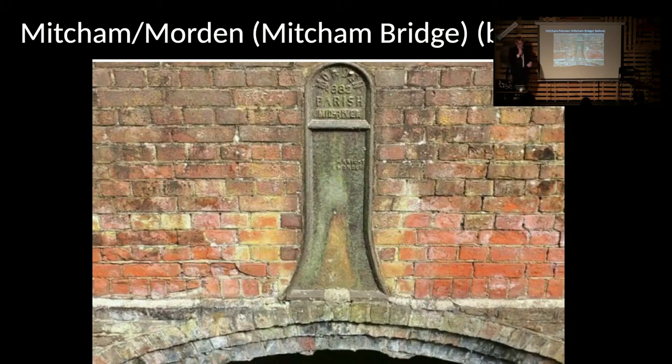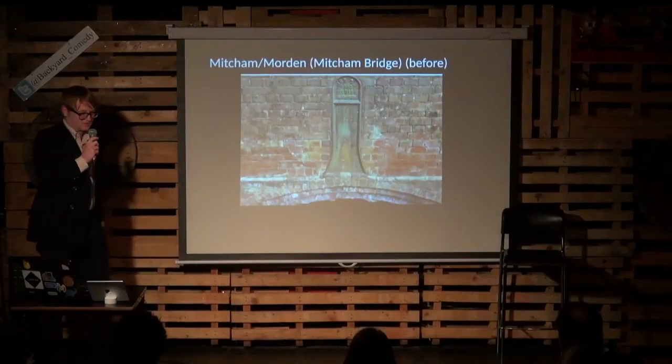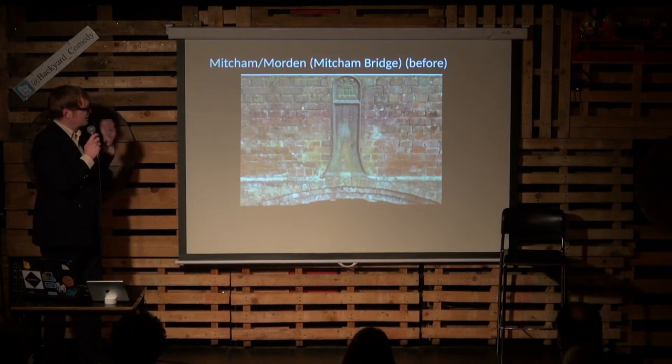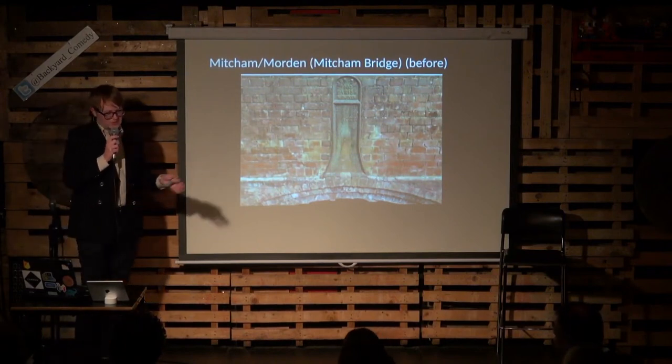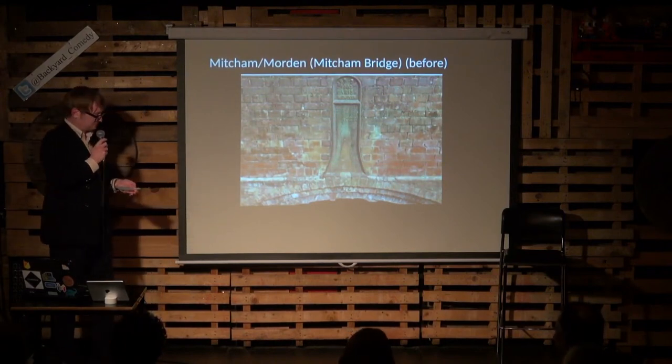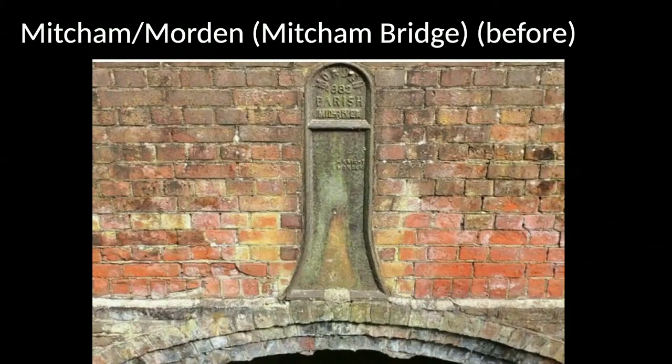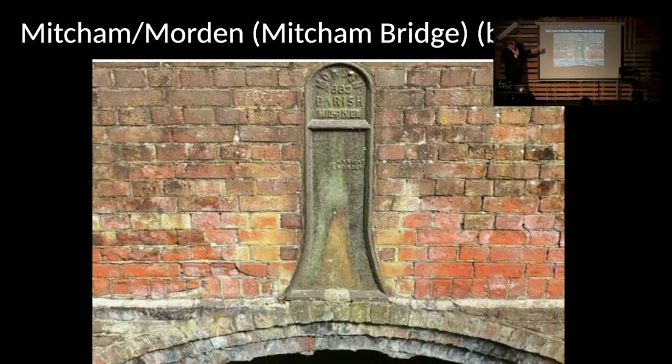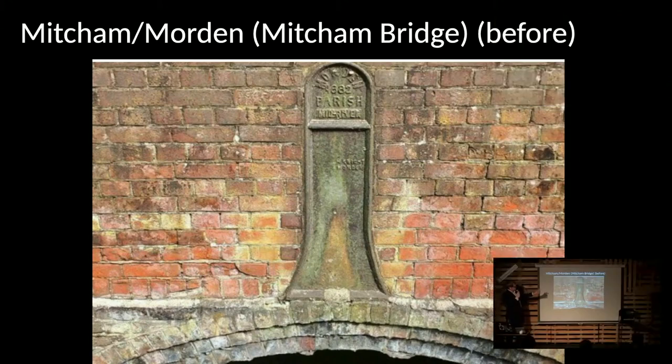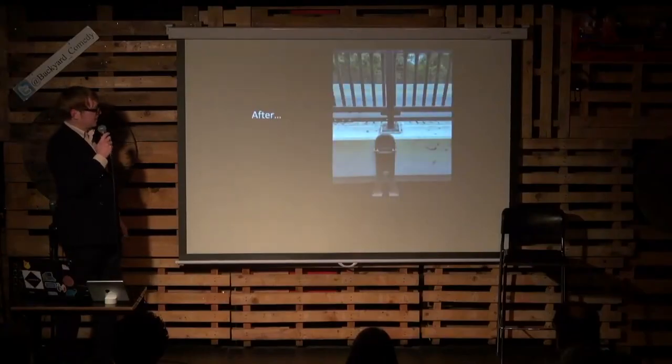Now, we've been very focused on North London, and we've got 6 minutes left. So the most famous boundary marker last year on Twitter, Mitcham Morden, it's quite far south. It's on a bridge. I can't show you the whole bridge, I don't have a photo of that. But that was before the bridge had to be replaced and a new bridge had to be built. This is after.